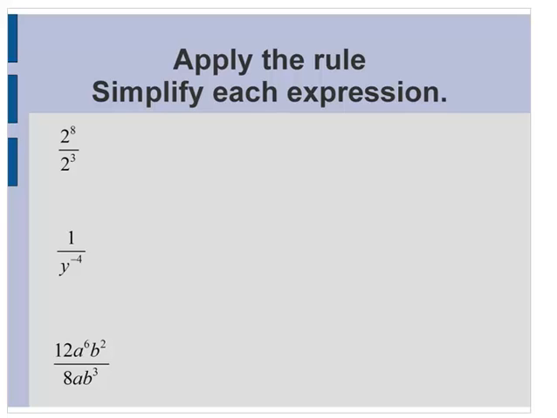So now we have a few that are a little bit more complicated. Let's say we had z to the 8th divided by z to the... I'm sorry, those aren't z's, those are 2's. Not that it really matters. 2 to the 8th divided by 2 to the 3rd would be 2 to the 8 minus 3 power, which is 2 to the 5th. Now, 2 to the 5th is 32, so we can just write that as 32.